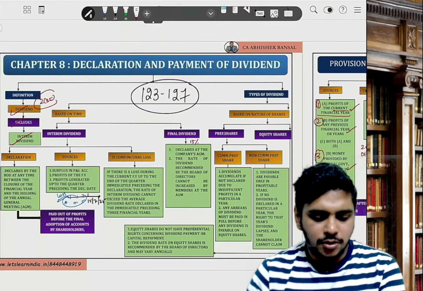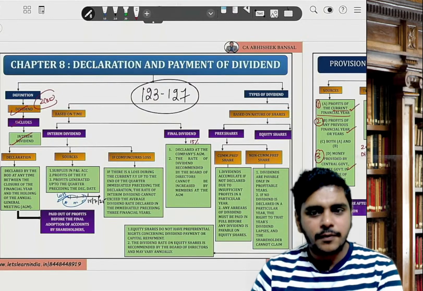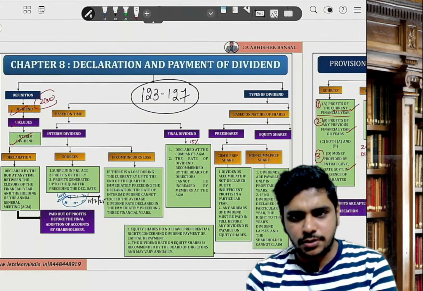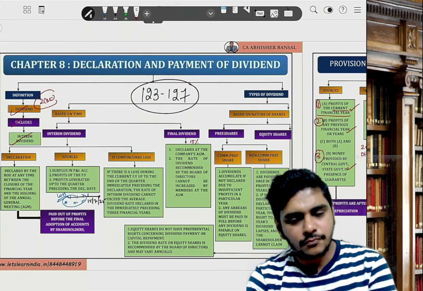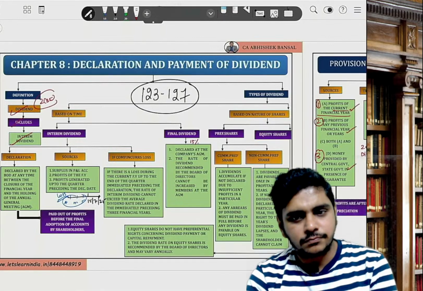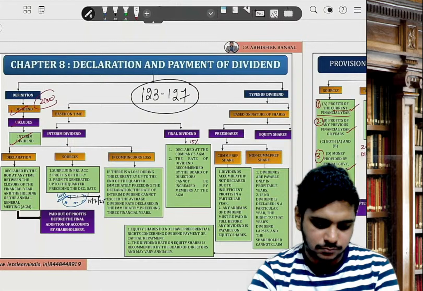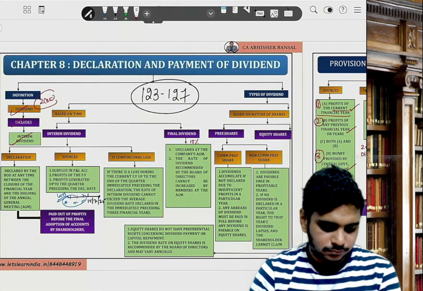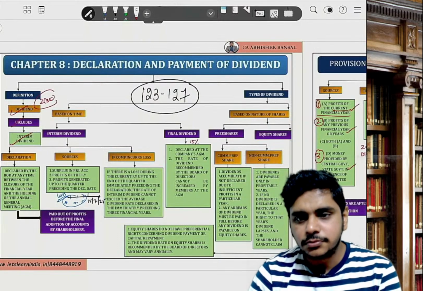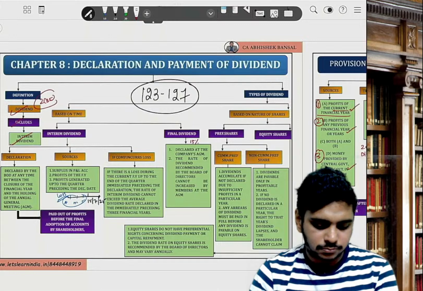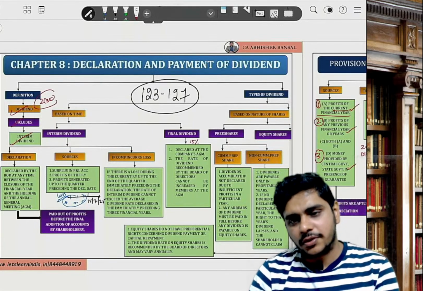Thank God, at least this much you know. To declare interim dividend, which resolution do we require? Please write in the chat. Tell me. Board resolution, board resolution.